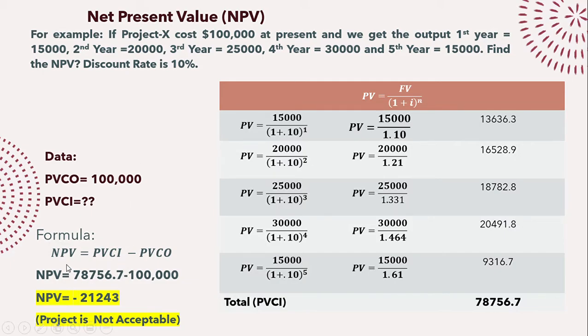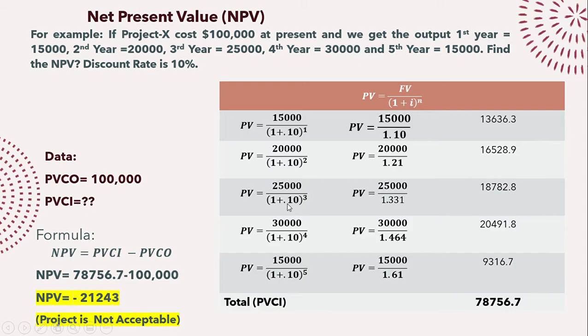How will it be plus? The formula is NPV is equal to present value cash inflow minus outflow. Outflow is given here, that is 1 lakh. Now we are supposed to determine the present value cash inflow. The formula is PV is equal to FV divided by (1 plus i) to the power n. For 15,000, i is 10% and n is 1. In the second year we get 20,000, with a 10% discount rate and n equal to 2.